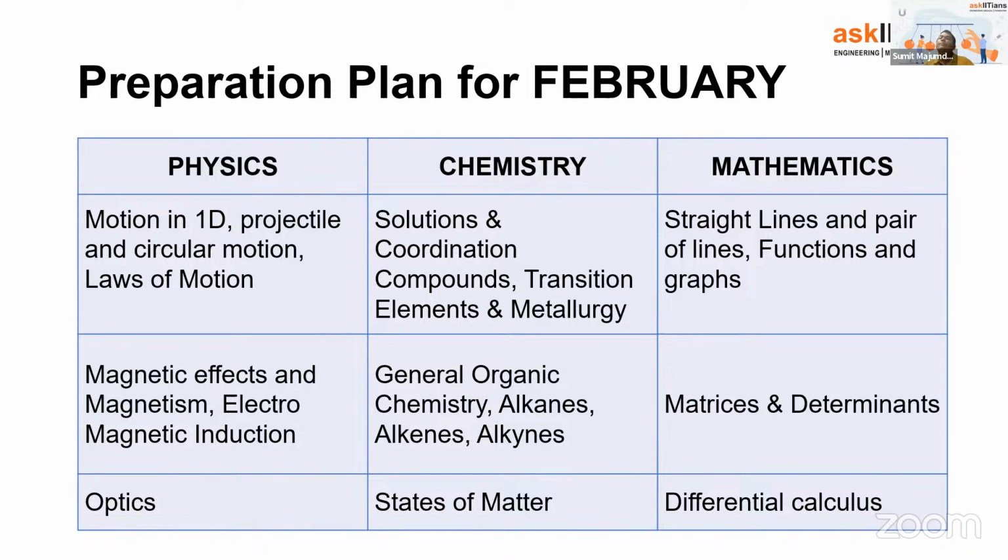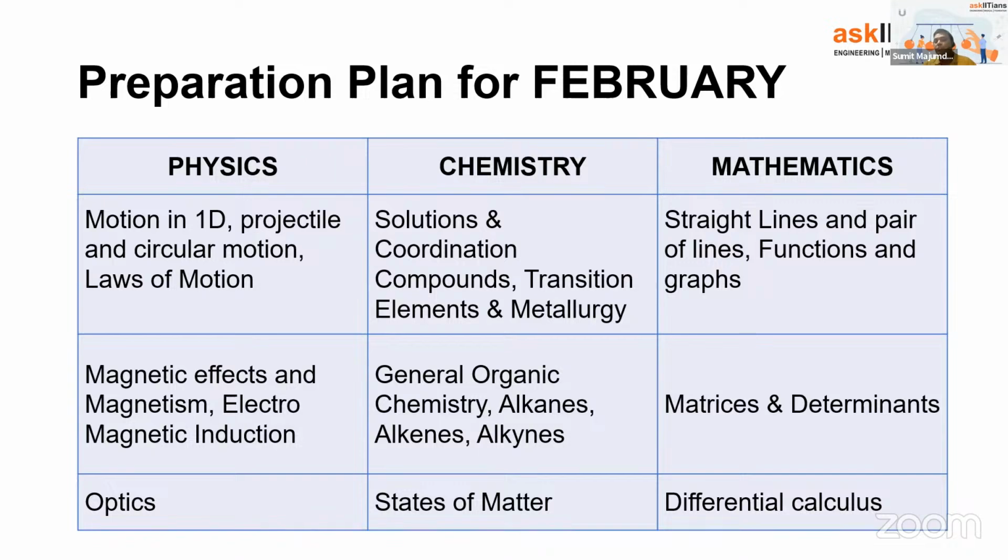So the preparation plan for February would go like this: you start with, let's say, physics, chemistry, and maths. I've taken up some topics from the 11th portion and some topics from the 12th portion. The remaining portions from the 11th portion, I'll be taking up in April. So in physics, we start with kinematics or kinetics, followed by magnetic effects, magnetism, electromagnetic induction. If you want, you can also do the electrostatics part and the optics.